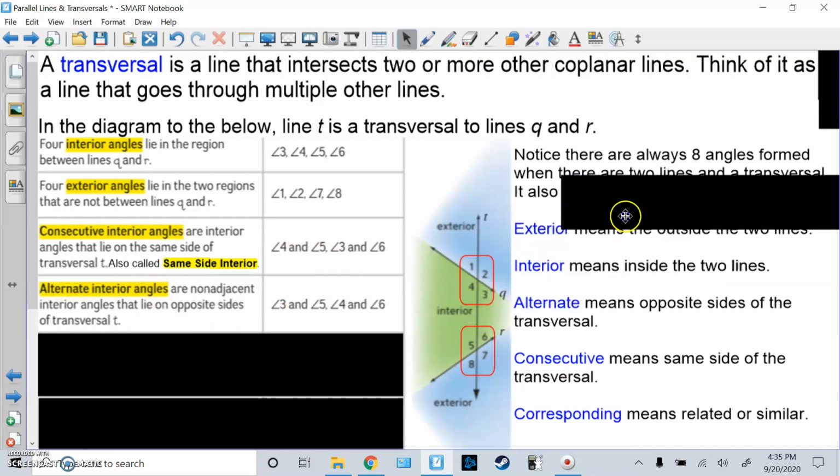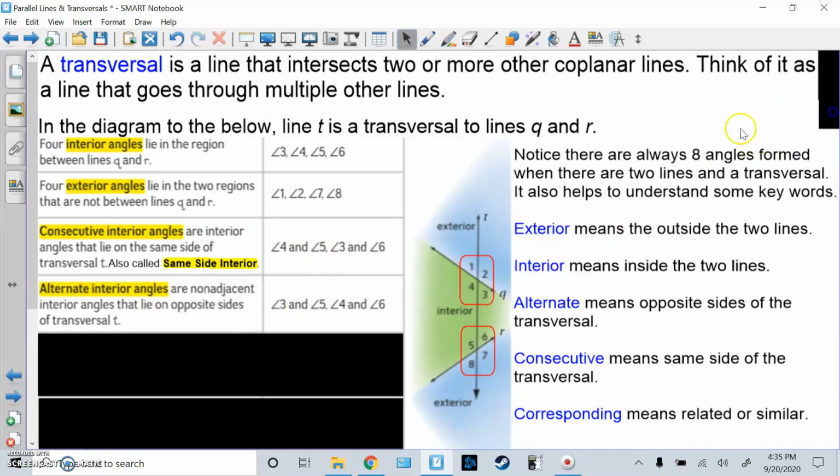The next one is alternate interior. So I'm going to think of opposite sides inside. So non-adjacent interior angles that lie on opposite sides of the transversal. So here's 4 on the inside. Opposite, now we can't say 3 because that's adjacent, and that's a linear pair. We don't reuse names for other things. So linear pairs are different than all these new terms you're about to learn. But 4 and 6 are alternate interior. Same for 5 and 3 because they're on opposite sides on the inside.